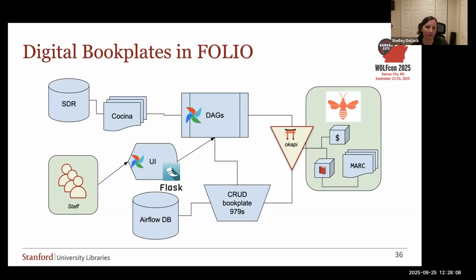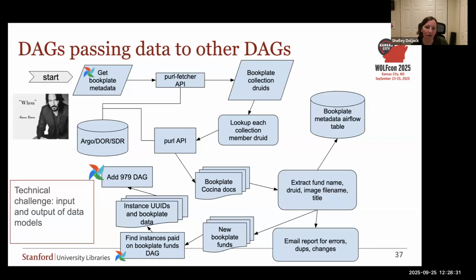We have Airflow in the middle to get the digital bookplate data from the Stanford Digital Repository and load it into Folio. We have a Flask plugin in Airflow to allow staff to add 979 tags to records. This diagram breaks down exactly what is happening. Starting on the top left, we have a DAG to fetch bookplate metadata, which gets the members of the bookplate collection in the Stanford Digital Repository, looks up the descriptive metadata for each of those, extracts data we need to construct a 979 tag, and finally stores it in a database table we added to Airflow.